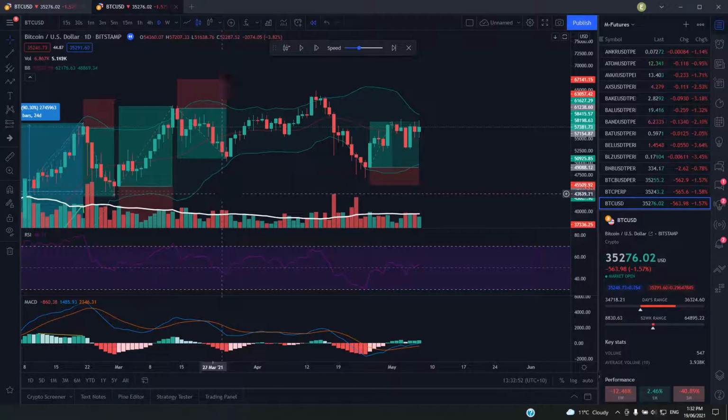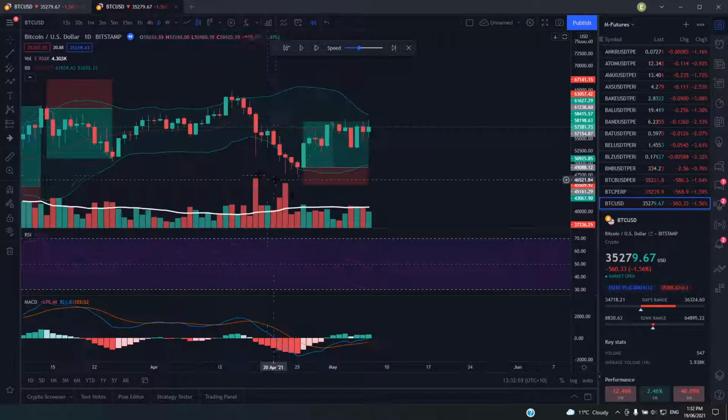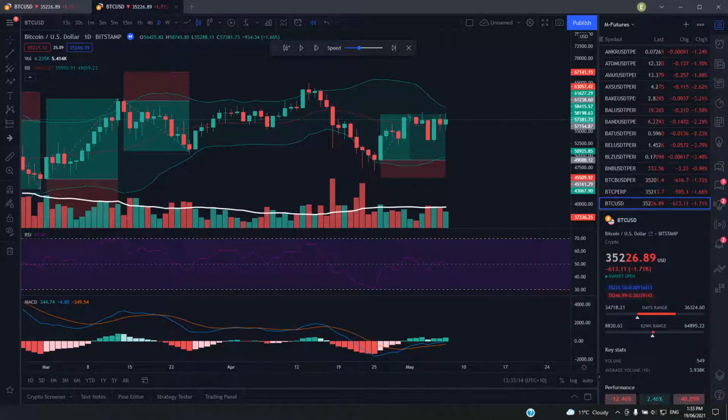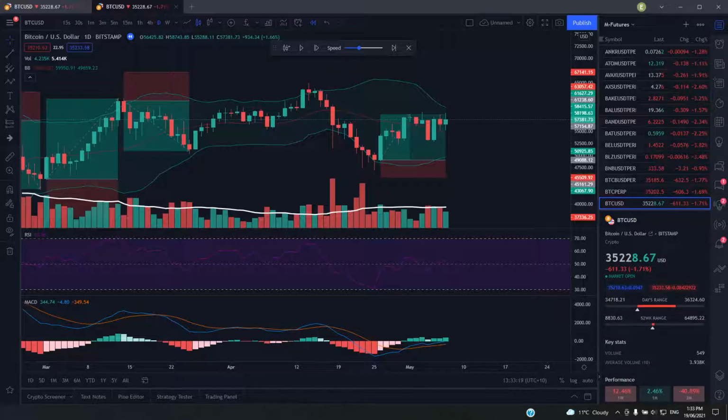Also, price is moving down, but the lower Bollinger Band is moving up. So we've got another discrepancy. We've got a bullish divergence. Okay, four, close short when price is moving down, though the bottom Bollinger Band is moving up. Bullish divergence.